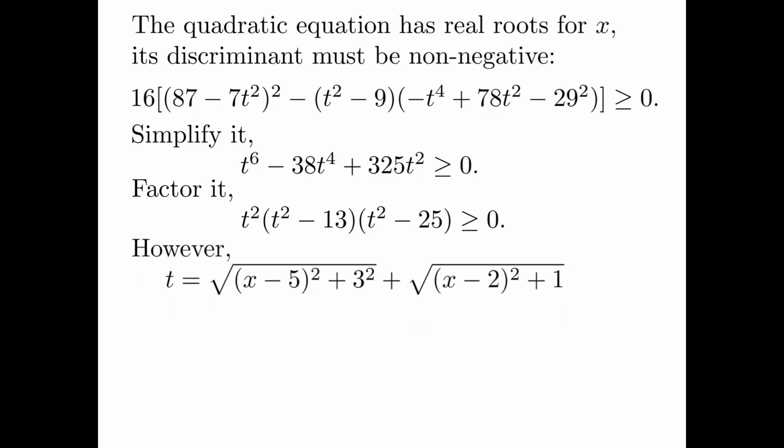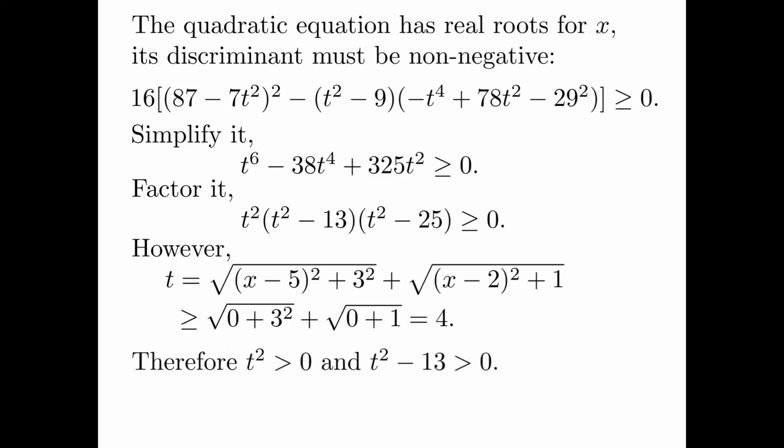By the definition of T, which is the square root of a quadratic polynomial plus another square root of a quadratic polynomial, T is clearly greater than or equal to 4. Therefore, the first and the second factors are both positive. So, the third factor, T squared minus 25, must be non-negative, which means the minimum of T is 5, because T is positive.